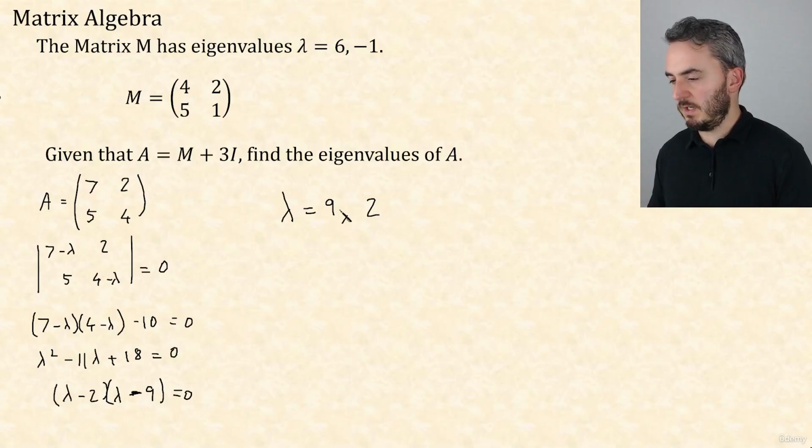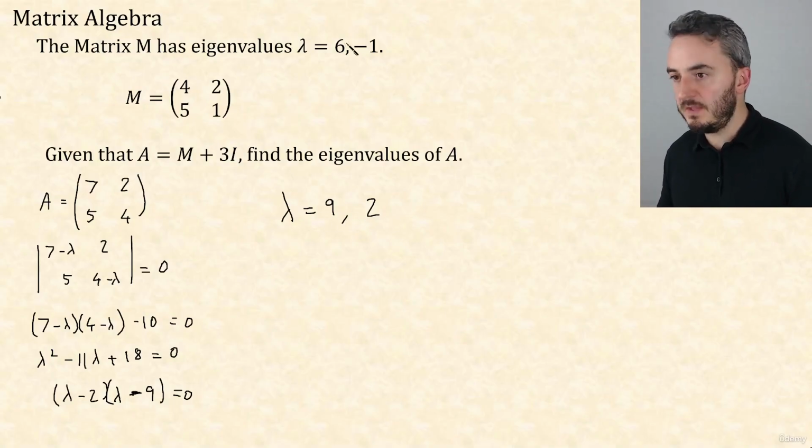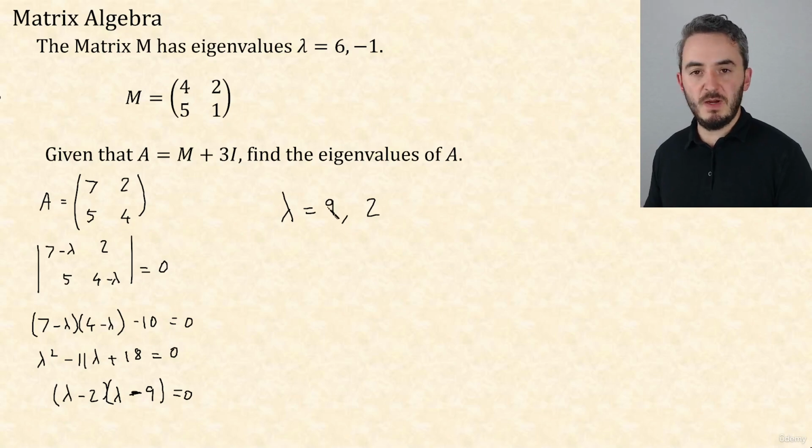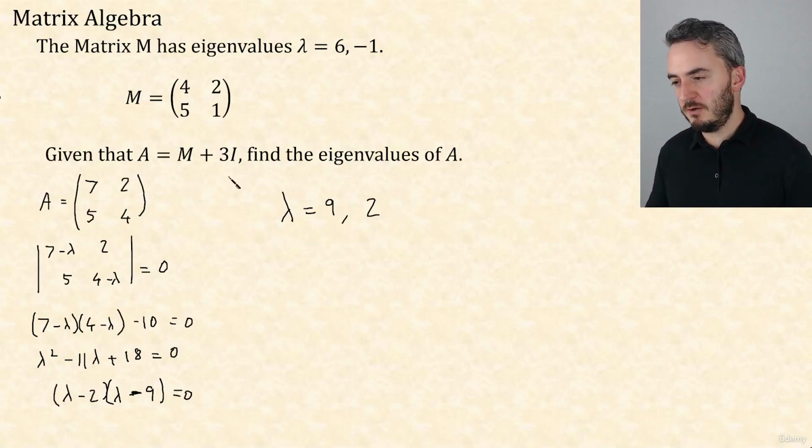So what's the connection between those and these? Well, look, these are just 3 bigger. And where does that come from? Well, no surprise that it's the 3I here. It's adding 3 times the identity. So why is that? Well, let's think about this from the definition.